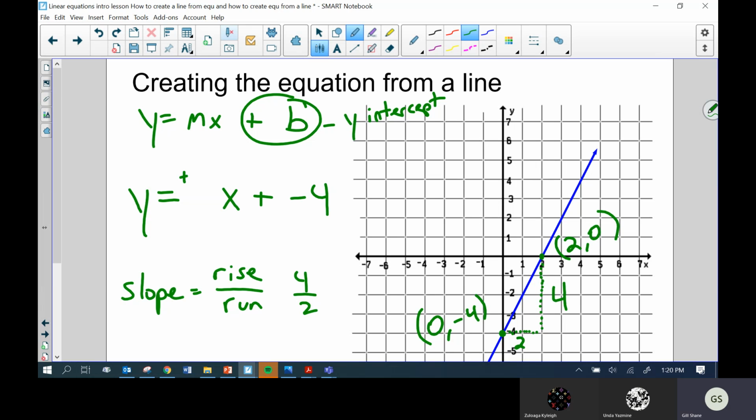So now I have my slope. What is 4 divided by 2? It's just 2, right? So I can go ahead and convert that into 2, and that's your equation. That's how you do the equation when they give you the line.